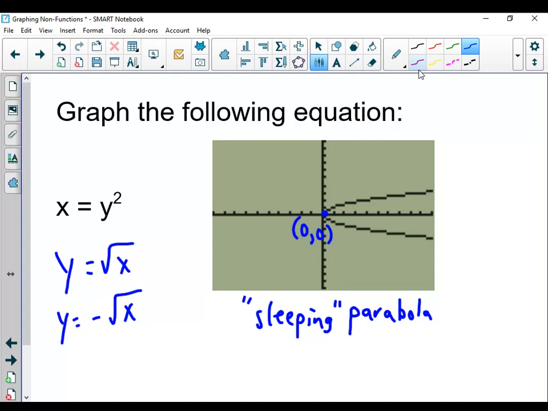So some of the things we'll look at with a sleeping parabola, we'll still look at that stretching, compressing part. We'll still look and see, did I move it around? And I'm still going to look and see, not if it's opening up or down, but now whether it's opening to the right or to the left.